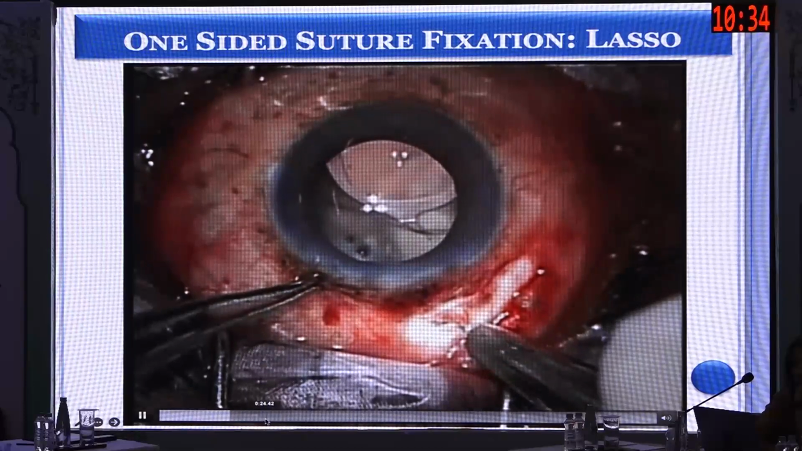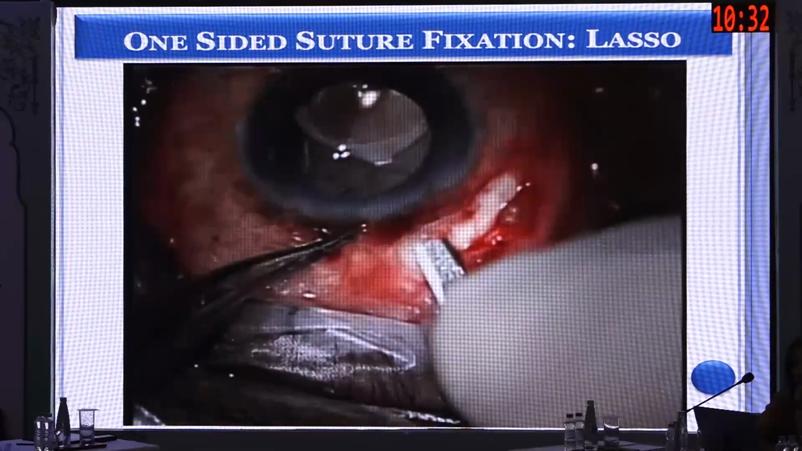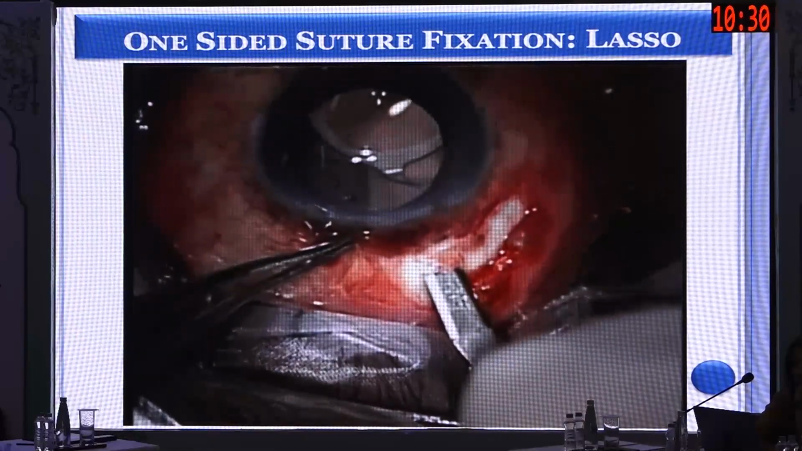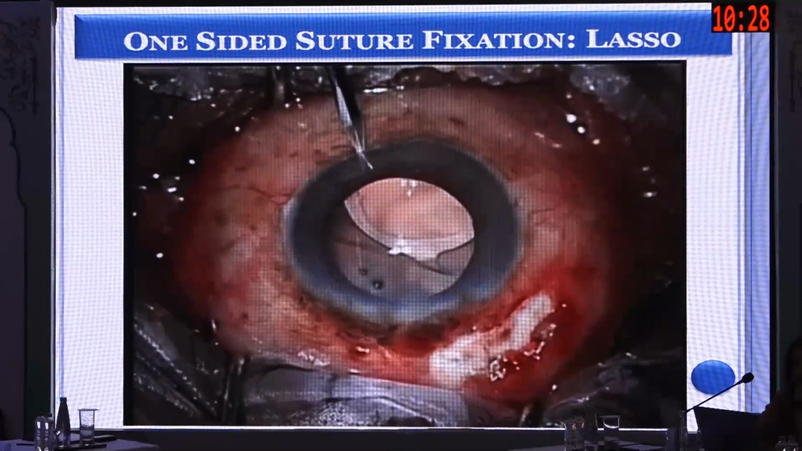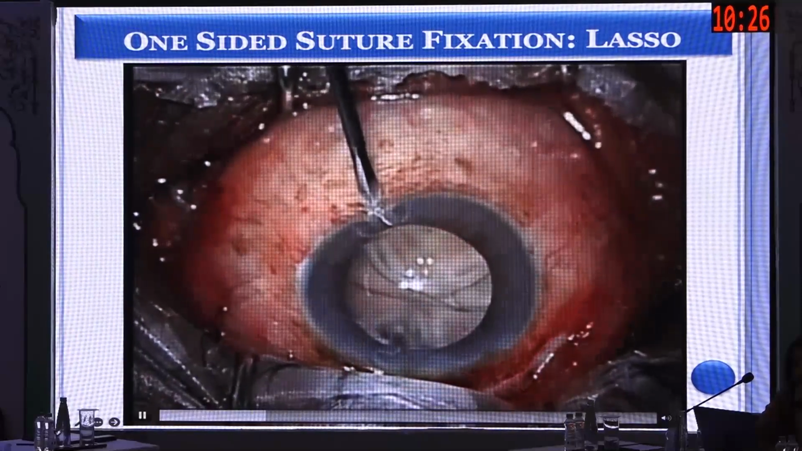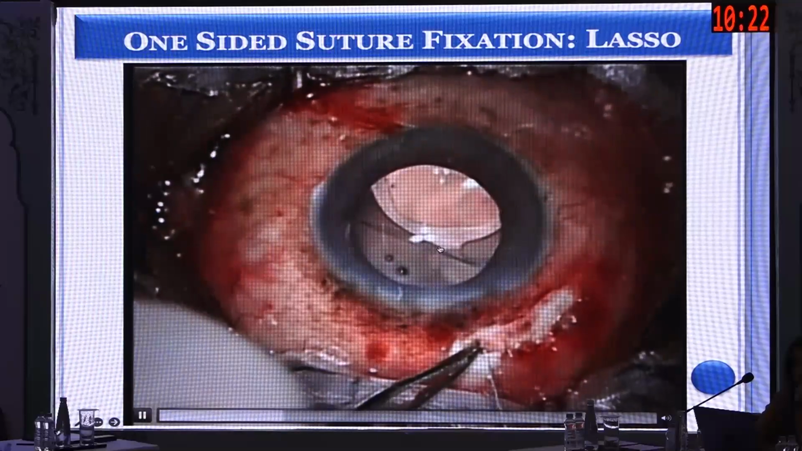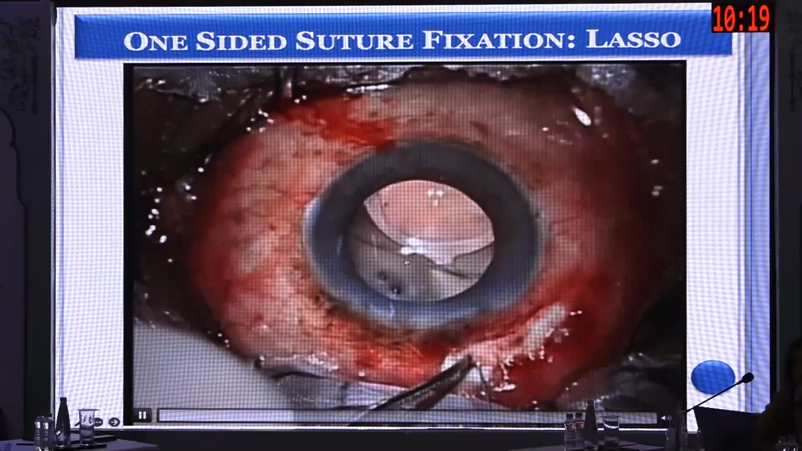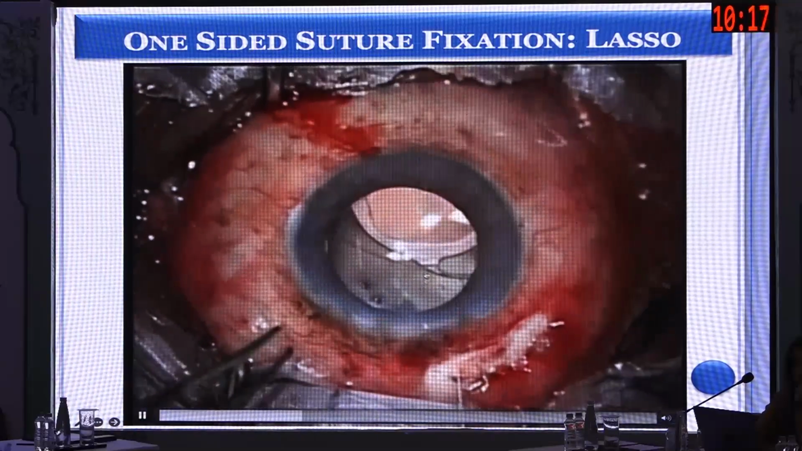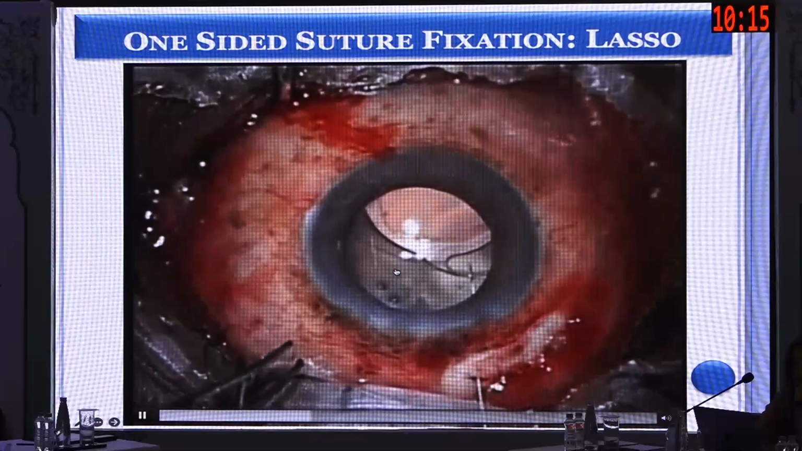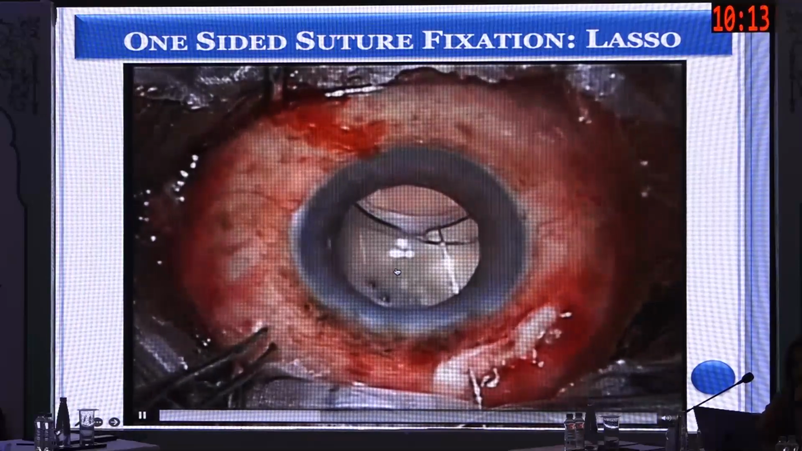So you just create a groove at about 2 millimeter from the limbus, and then a 9-0 prolene suture needle is passed. This patient had asteroid hyalosis. Whenever, during manipulation, vitreous comes into the anterior chamber, you should always do a vitrectomy. Never manipulate when the vitreous is in the anterior chamber, otherwise it will cause traction.